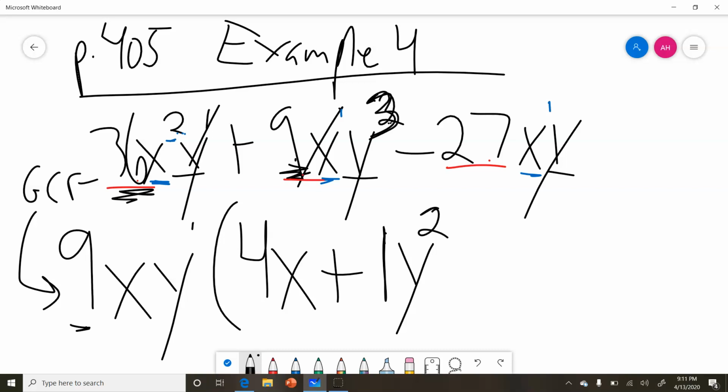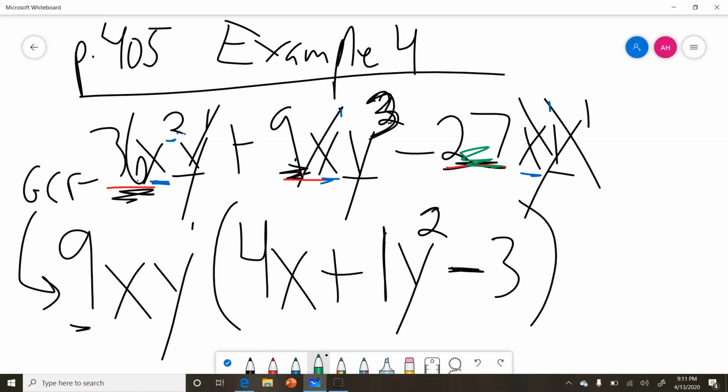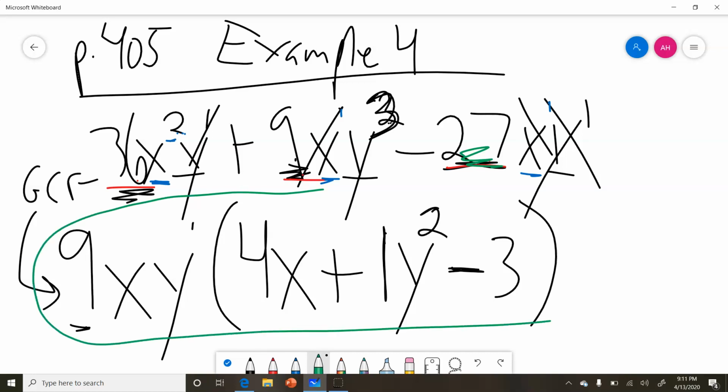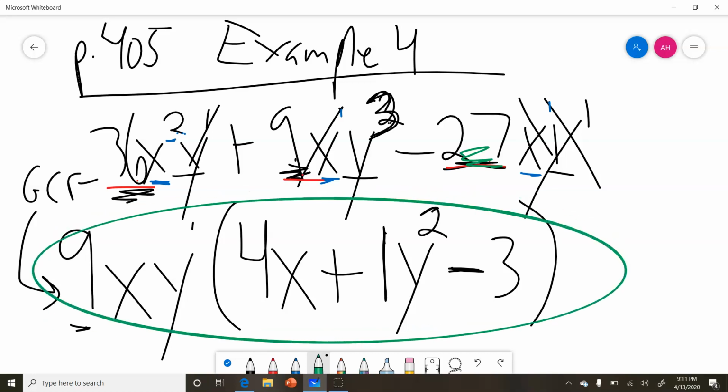That's a 3. Then we go to the last term here, the 27. What is 27 divided by 9? It is 3. So I have, not plus, minus, keep the same sign, minus 3. And then look at this. The x's cancel out, x to the 1 and x to the 1. And so they go away. Boom and boom. And I'm left with just the 3. So that is my final answer. 9xy, all that times 4x plus 1y squared minus 3. And that is my final answer, as you see there in the book, okay?